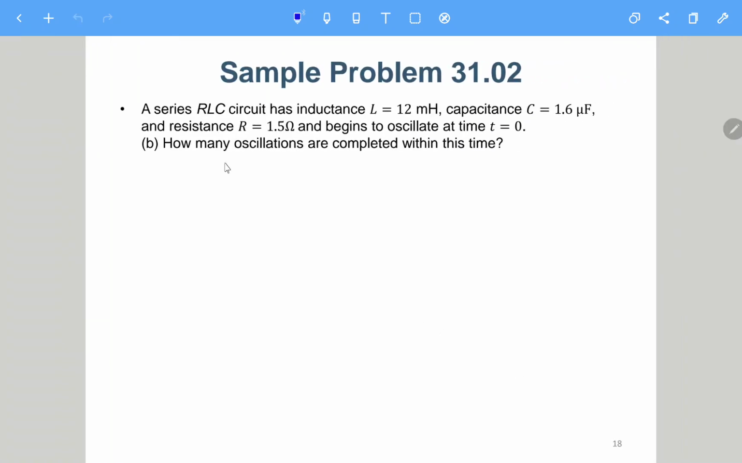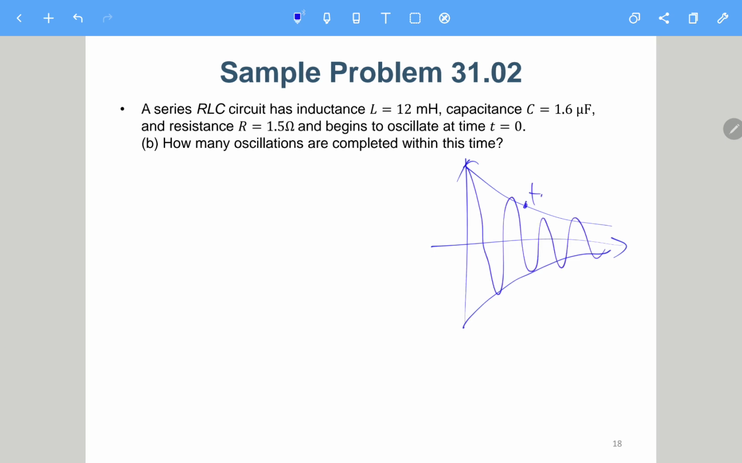For part B, it asks how many oscillations are complete within this time. Just now we already got this figure. Suppose this is T0. One oscillation means one period, so it asks for T0 over T. We would like to find this value.